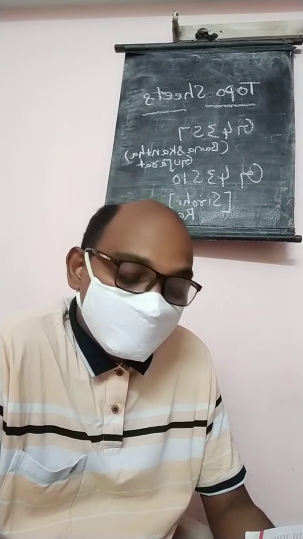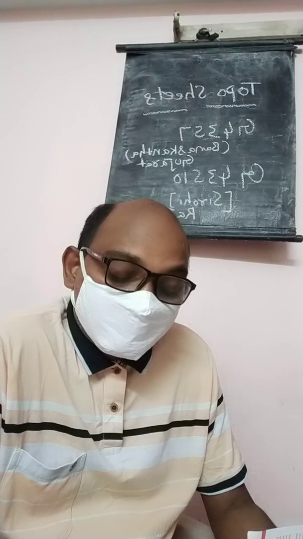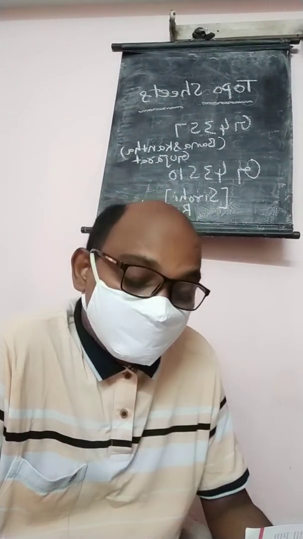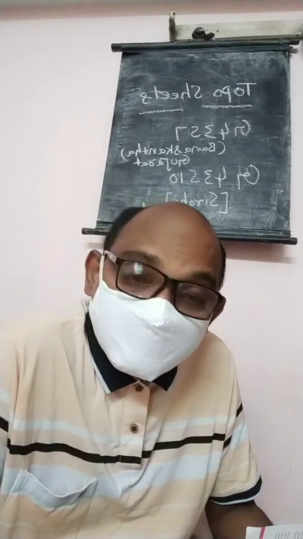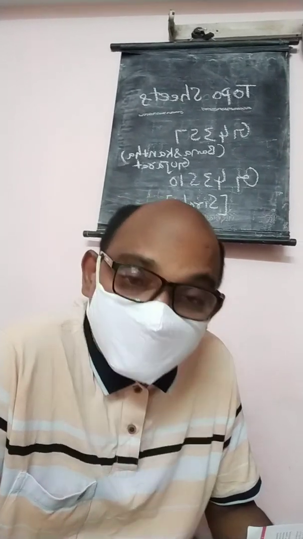Topographical maps are prepared after a careful and accurate survey of the area. These maps are prepared by the Survey of India and they are drawn on scales of 1:50,000 and 1:25,000. 1:50,000 means 1 centimeter on the map is equal to 50,000 centimeters on the actual ground.